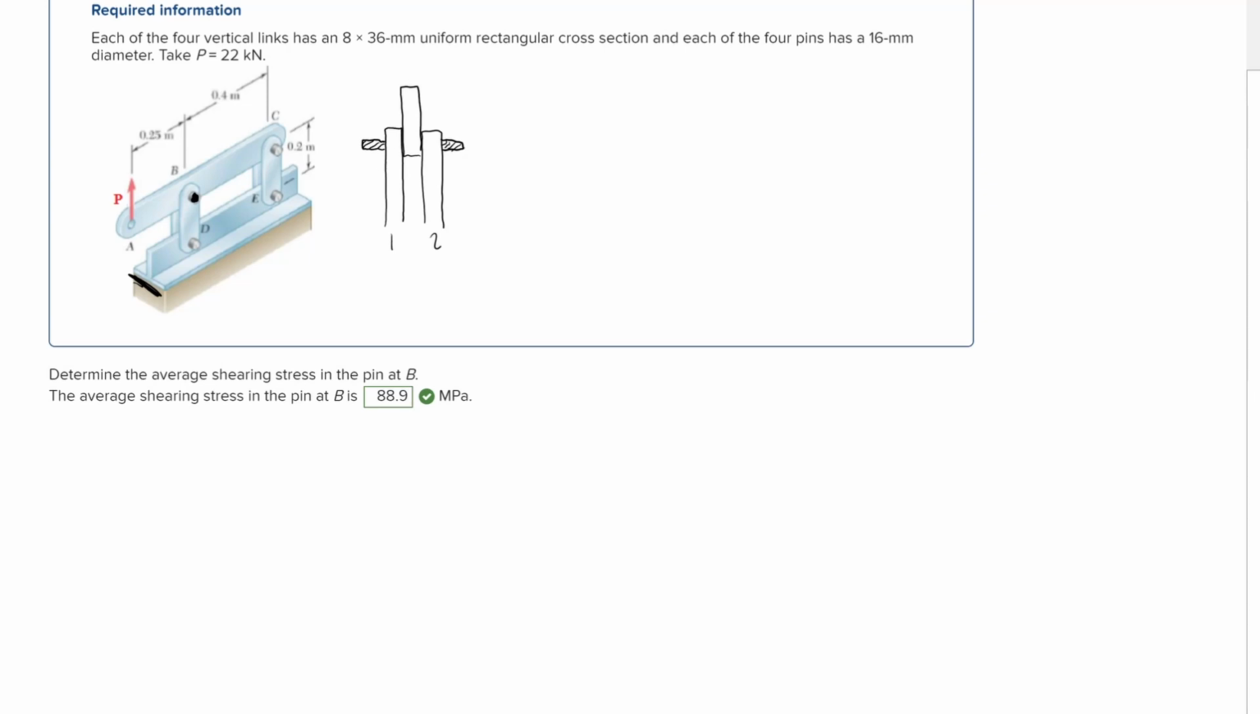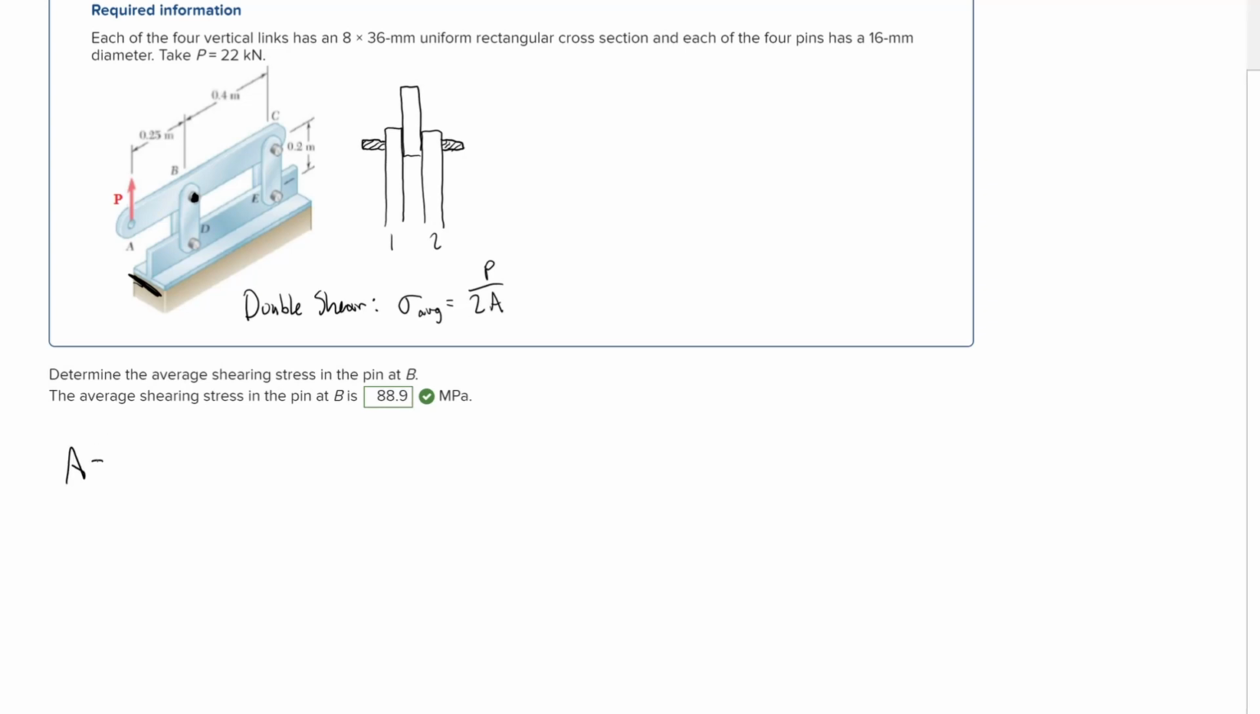This is a case of double shear. And so we know that when we have double shear, the formula for the average shearing stress is equal to P over 2A, since there are 2 links. And so we're going to go ahead and start off by trying to find the area here.